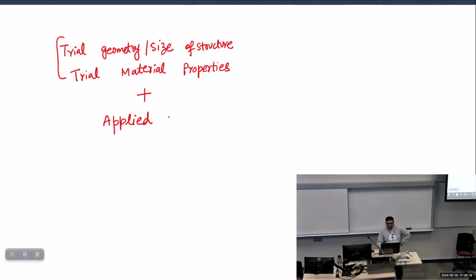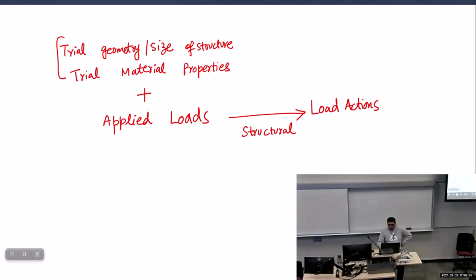We carry out a process using these two pieces of information to convert those applied loads into the load actions. This process by which we convert loads to load actions is our structural analysis process, and this is what you are studying in this course, starting from a simpler case to a more complex case in later courses. So, structural analysis is converting applied loads with trial geometry, trial sizes, trial material properties into what we call load actions.